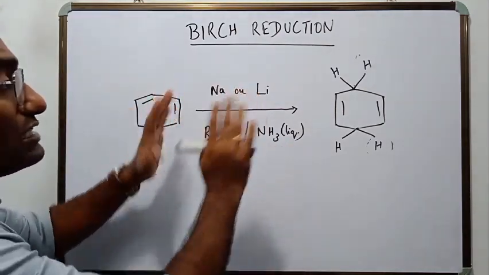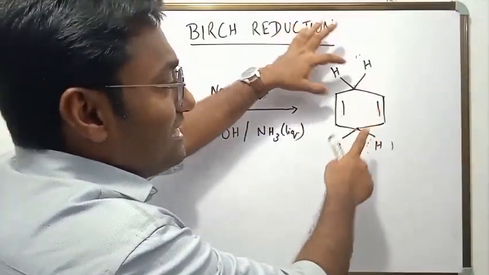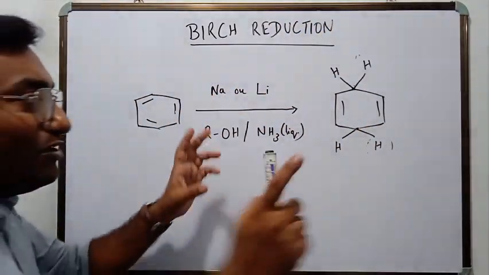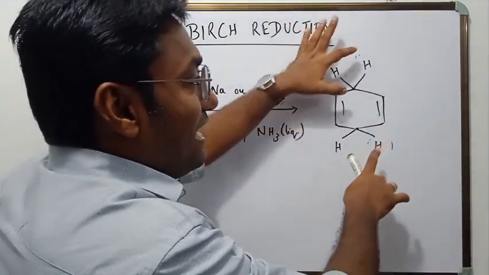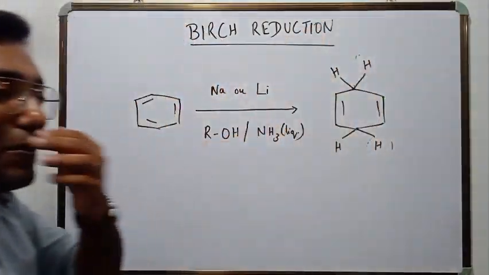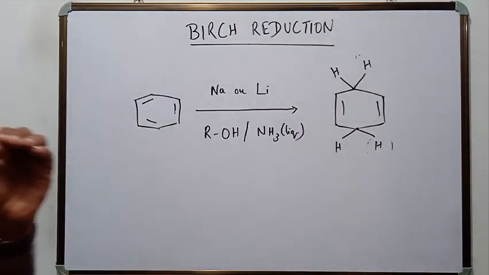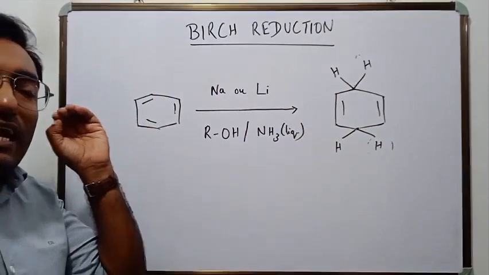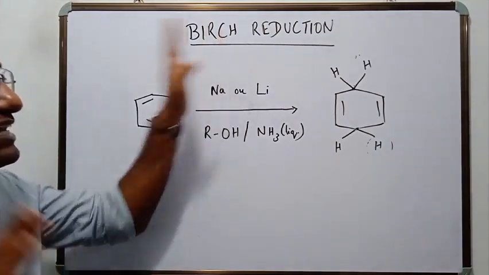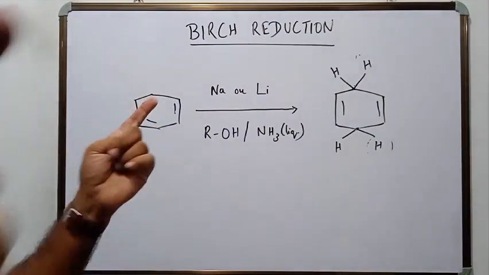Now, Birch reduction is not a normal catalytic hydrogenation. It is a selective hydrogenation at position 1 and 4, correct? Where hydrogen atoms are attached on opposite carbon atoms of the benzene ring. So that is a difference between the Birch reduction and catalytic hydrogenation. If we apply Birch reduction, then we can selectively go for hydrogenation at specific locations.